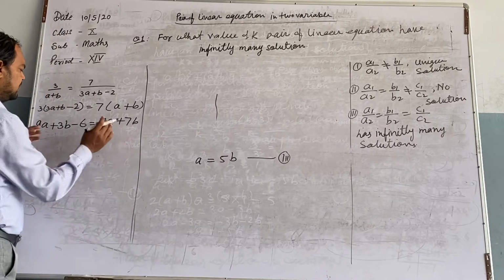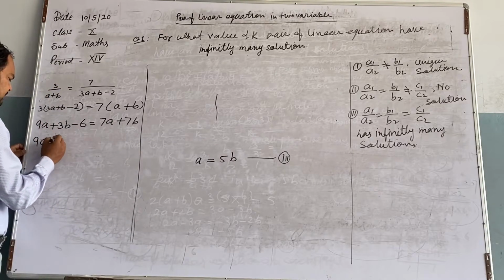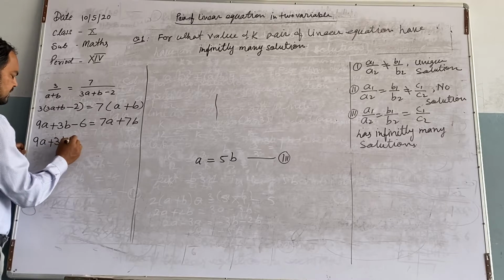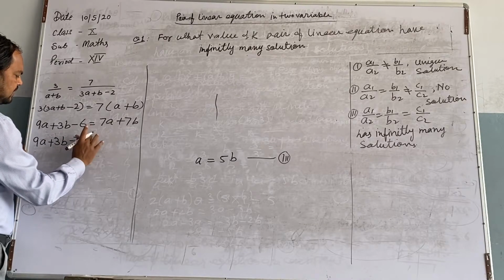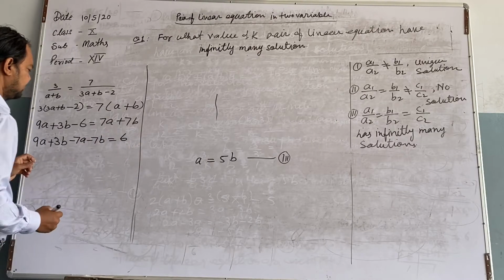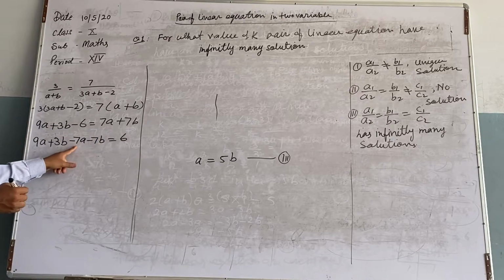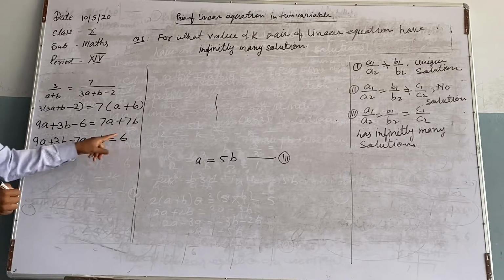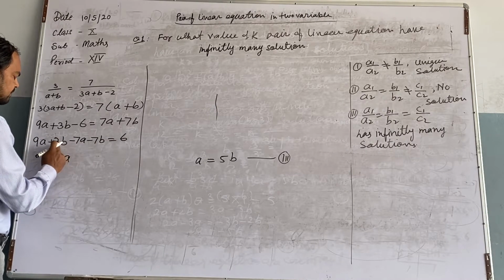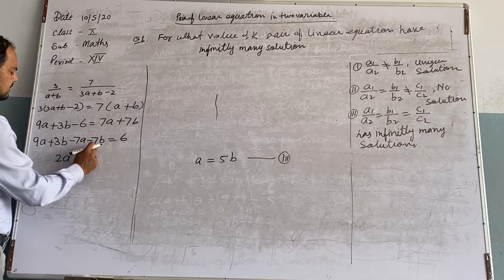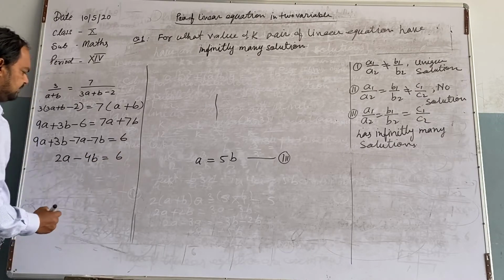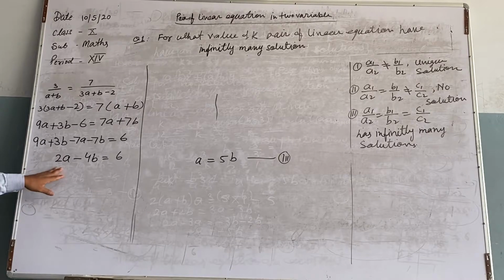Now simplify this. Transfer A, that is 9A plus 3B minus 7A minus 7B equal to 6. 9A, 7A transferred here minus 7A, 7B transferred here minus 7B equal to 6. Now simplify this. 9A minus 7A means 2A minus 3 plus 3B minus 7B equal to minus 4B equal to 6. Right?